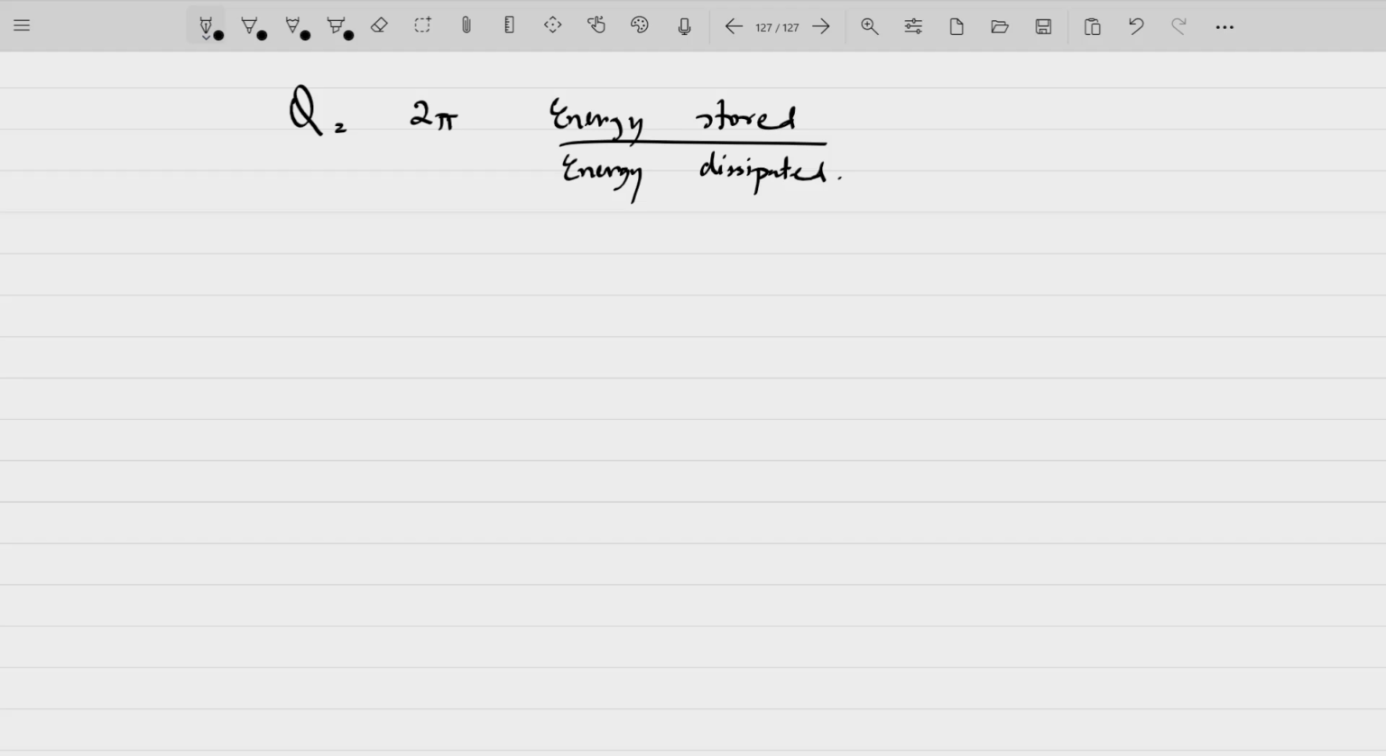So how much of energy is being stored in the circuit and this in a particular period. ठीक है. How much of energy is being stored in a circuit? It is actually a ratio of energy being stored in this particular circuit to how much of energy will be dissipated in only one period of resonance.